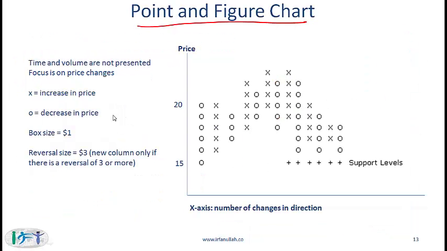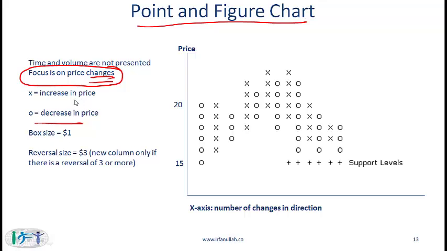In all the earlier charts, we focus on time on the x-axis, and we also often see volume data at the bottom. With point and figure chart, the time and volume data are not presented. The focus is on price changes, and let's understand how. Say you are evaluating a given stock and the initial price is 20. You are concerned with changes in price. So what we do is use 2 symbols here, the O and the X. The O indicates a decrease in price, the X indicates an increase in price.